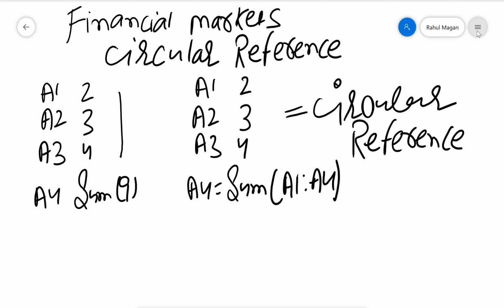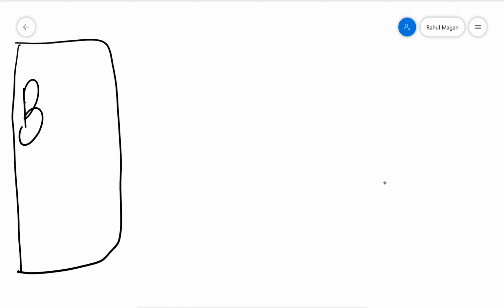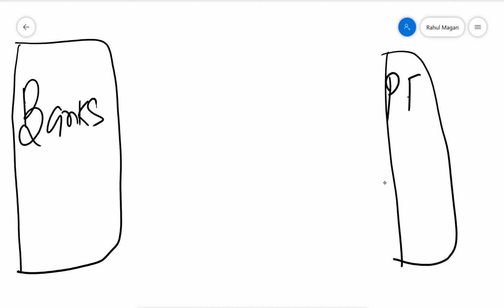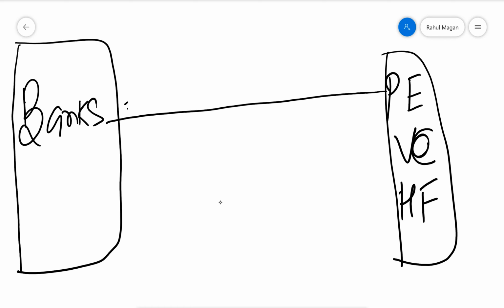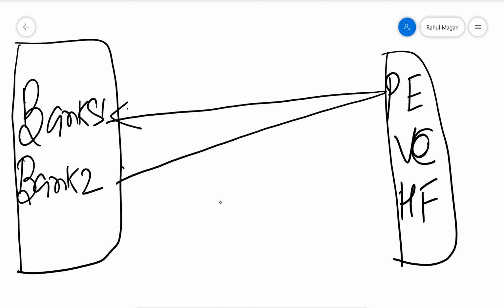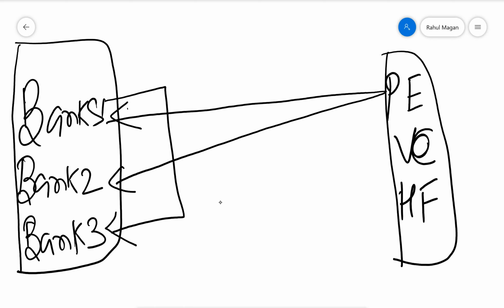Now how is the circular reference created, just try and understand how it is created in the financial market. Now these all are the banks. And these all are private equity, venture capitalists and hedge funds. Now guys, do you know how it happens? Whenever a bank needs money, a private equity player gives money to bank 1. Once bank 2 needs the money, this same private equity gives money to bank 2. And whenever bank 3 needs the money, bank 1 comes and invests in bank 3.